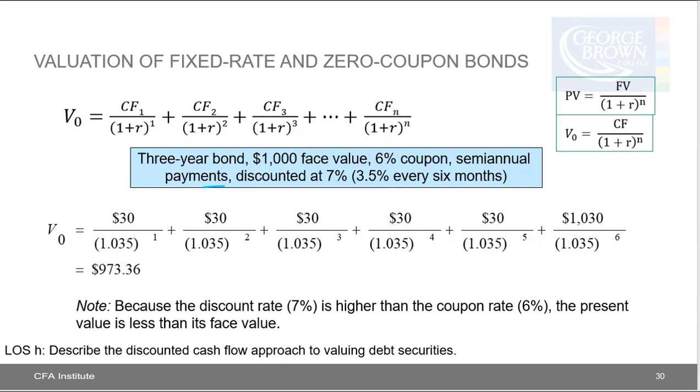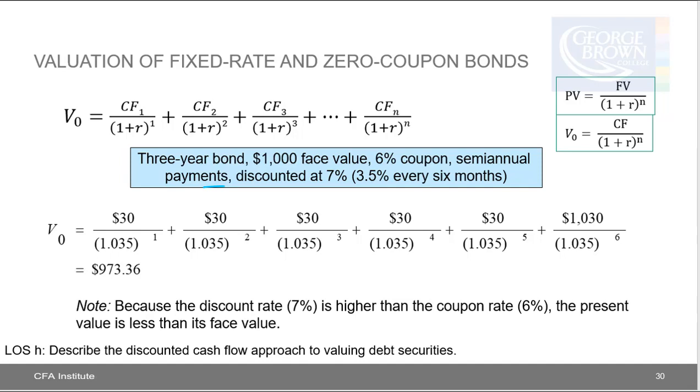So the valuation of the bond was simply the sum of the present value of all the future cash flows. The $30 was the coupon payment, $1,000 times 6% divided by 2. And you receive those coupon payments 6 times because it's a 3-year bond. And then you got your $1,000 back.